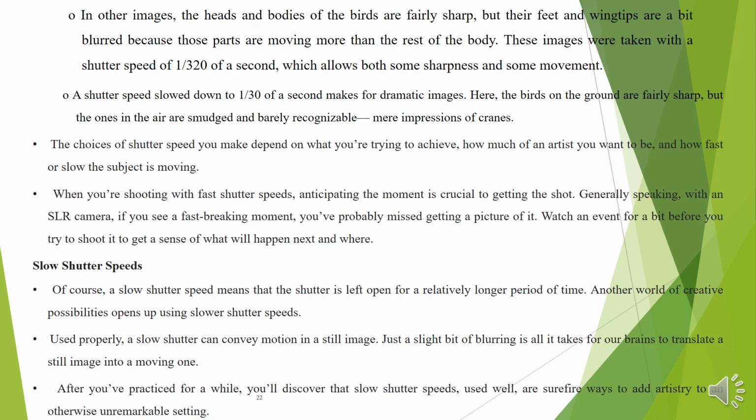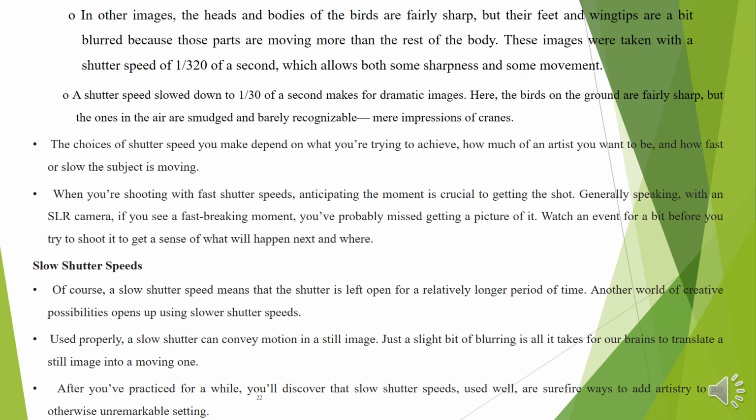In the next image, the heads and the bodies of the birds are fairly sharp, but their feet and wingtips are a bit blurred, because those parts are moving more than the rest of the body. These images were taken with a shutter speed of 1/320 of a second, which allows both some sharpness and some movement. A shutter speed slowed down to 1/30 of a second makes for a dramatic image.